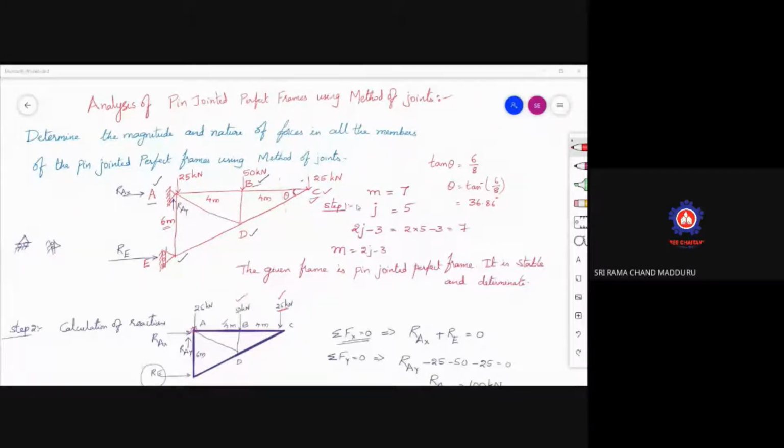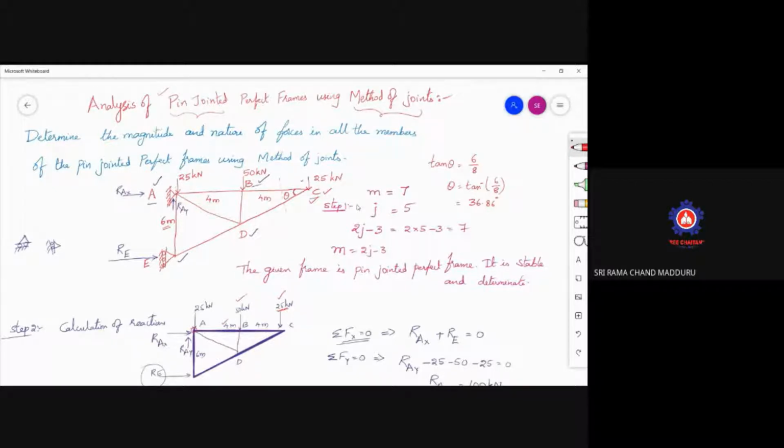So in the method of joints, why are we using this method? This is to analyze a pin-jointed perfect frame. How can you say whether a frame is pin-jointed and another one is rigid jointed? Here we are analyzing pin-jointed perfect frames.